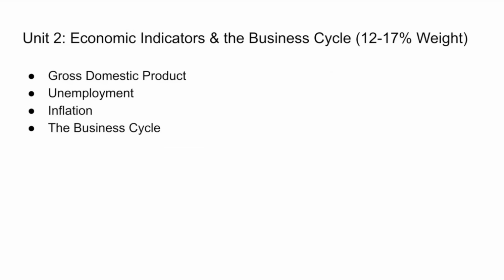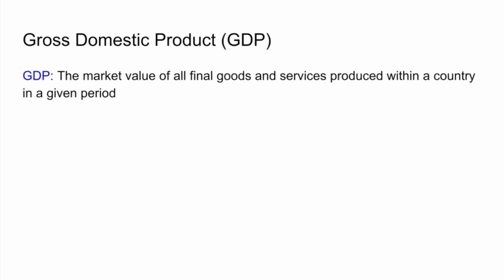Unit 2 will be on economic indicators and the business cycle. We start off with gross domestic product, or GDP, which is the market value of all final goods and services produced within a country in a given period. Market value means the price that they're sold at, and you'll see what final means soon.